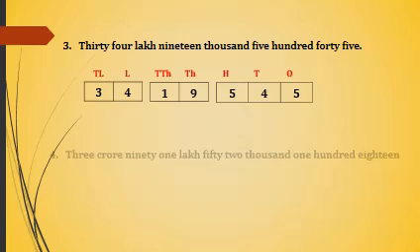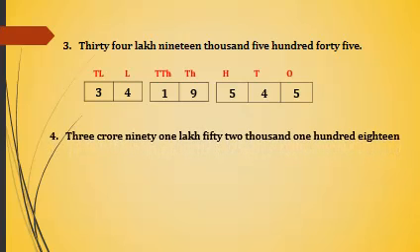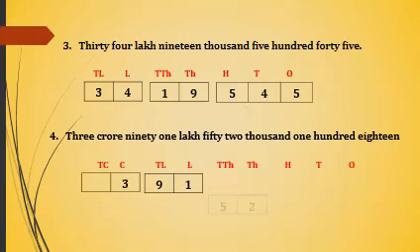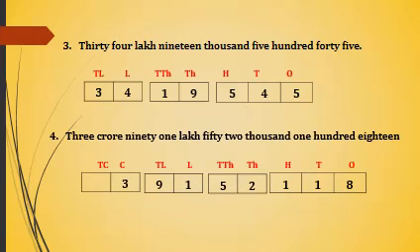One more example. 3 crore 91 lakh 52,118. First we will make period blocks and fill the places. Here in crores place 3 will come. In 10 lakhs place 9 will come. In lakhs place 1 will come. In 10,000s place 5 will come. In thousands place 2 will come. In hundreds place 1 will come. In tens place 1 will come. And in ones place 8 will come.